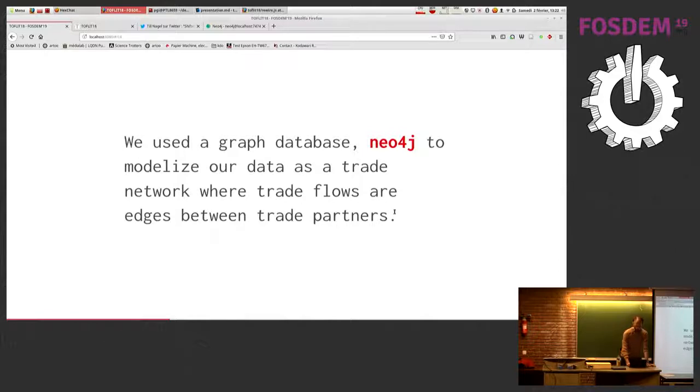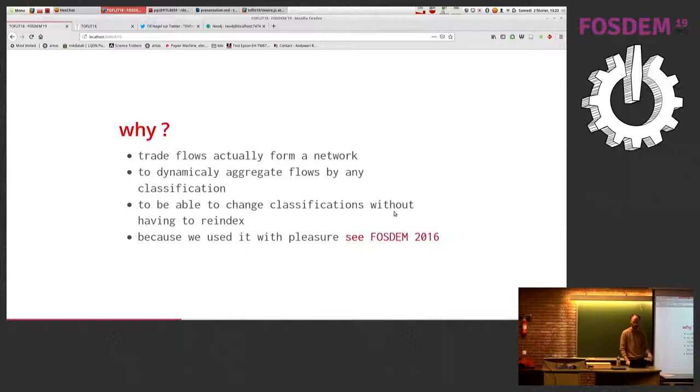So actually to do this, we used a graph database, Neo4j, to modelize our data as a trade network where trade flows are edges between trade partners. Why? Because trade flows actually form a network, and we want to be able to dynamically aggregate flows by any classification, as I did in the demo. I want to be able also to change the classification without having to re-index my data. And the last point is because we used Neo4j before, and with pleasure, as we can see in a previous talk we've done in FOSDEM 3 years ago.